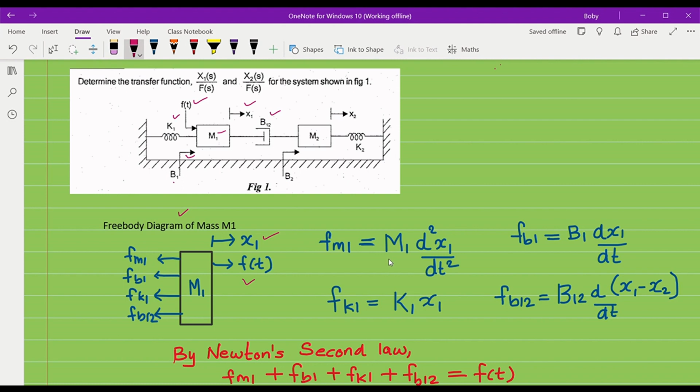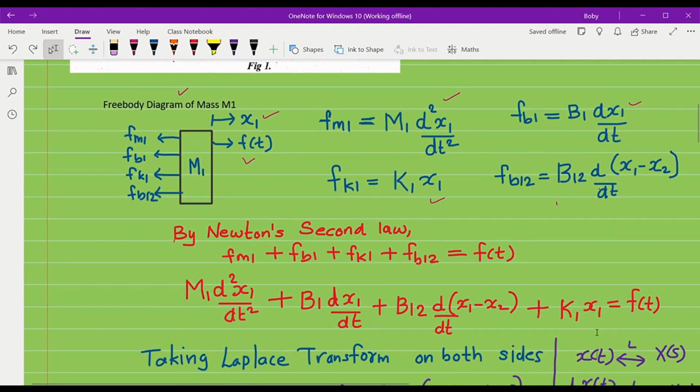So what are their equations? fm1 is m1 into d square x1 divided by dt square. fb1 is b1 into dx1 by dt. fk1 is k1 into x1. But what is fb12? We know b12 is connected between m1 and m2. So fb12 is b12 into d by dt of x1 minus x2, that is x1 minus the displacement x2. That is the case for fb12.